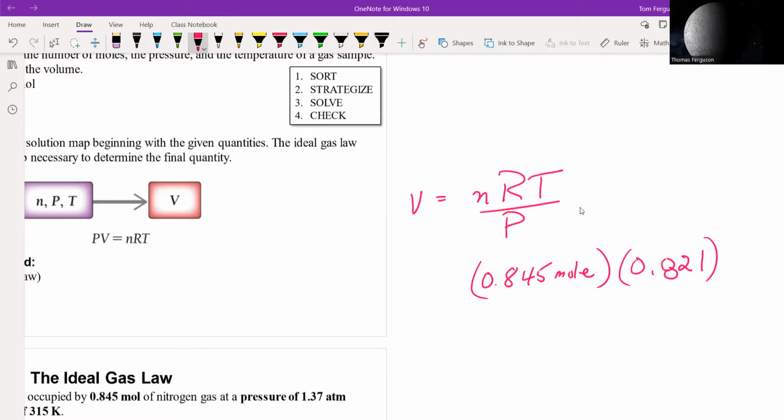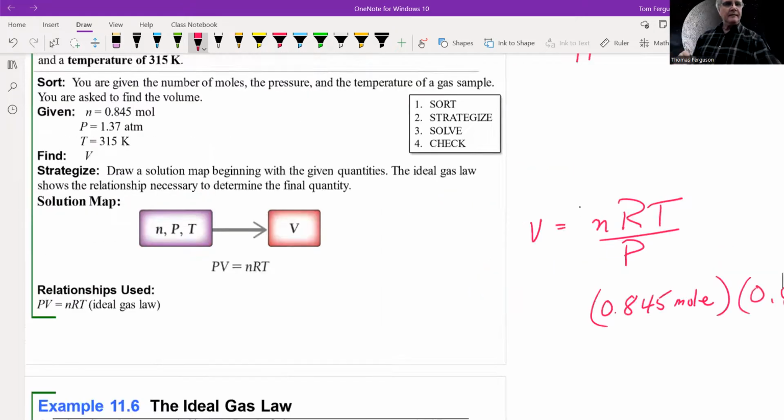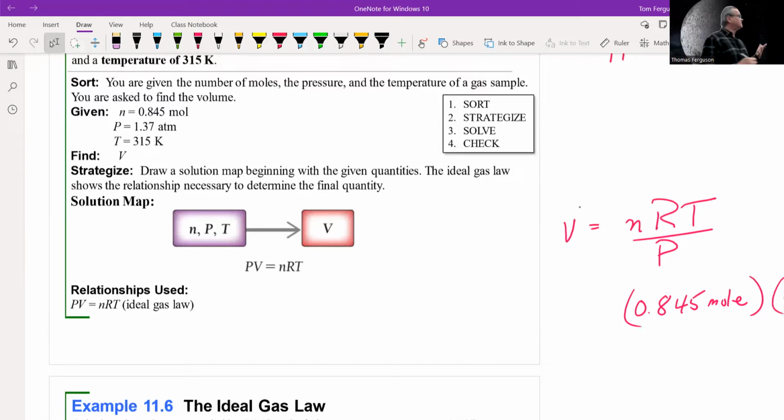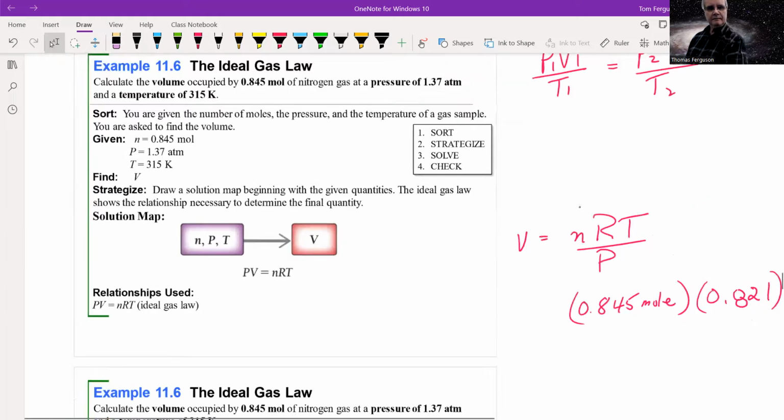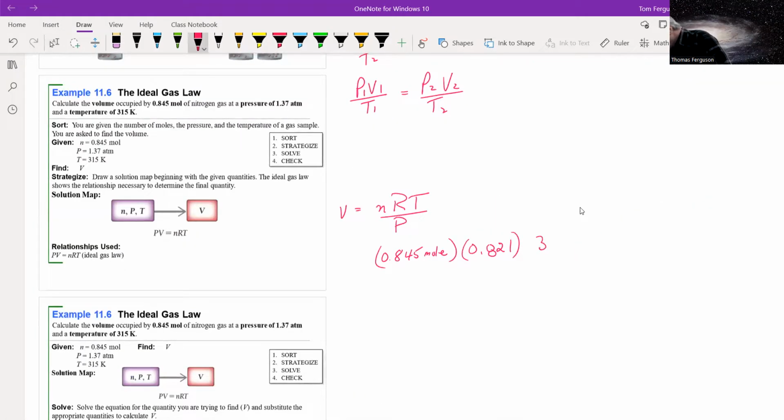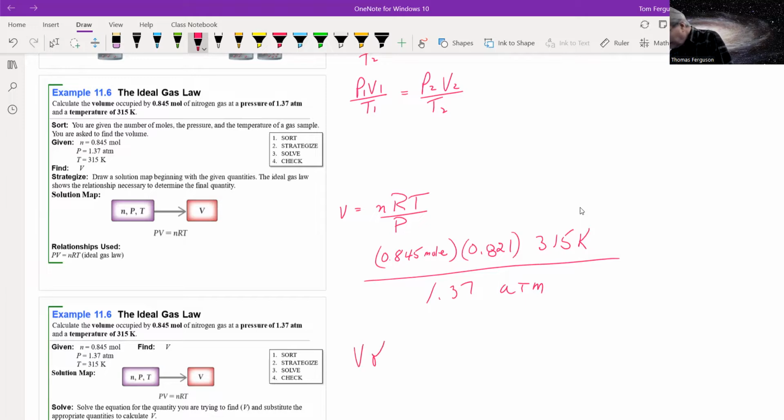Okay, what's missing now? We need temperature. This is nice because they gave you the Kelvin temperature, 315. Had they given it to you in centigrade, then you'd need to add 273. And the pressure was 1.37 atmospheres. So the volume is going to be in liters.